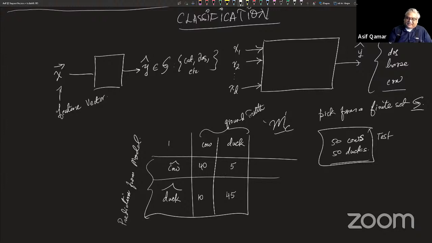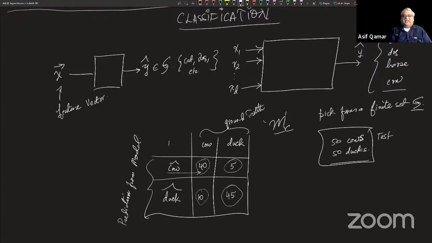So does this matrix make sense, guys? You notice that I broke up the 50 cows; this row is what that data instance was predicted by your model to be. You showed it 50 cows and the model got 40 of the cows right as cows, but it confused 10 of the cows to be ducks. Likewise, you gave it 50 ducks, but it confused 5 of the ducks to be cows, and got 45 of the ducks right.